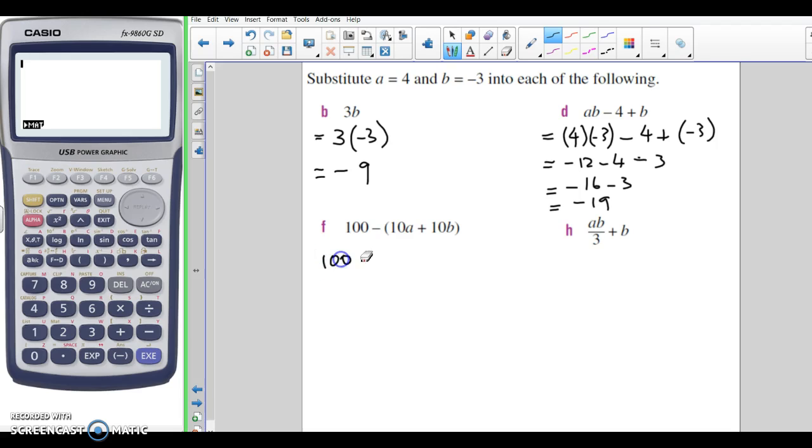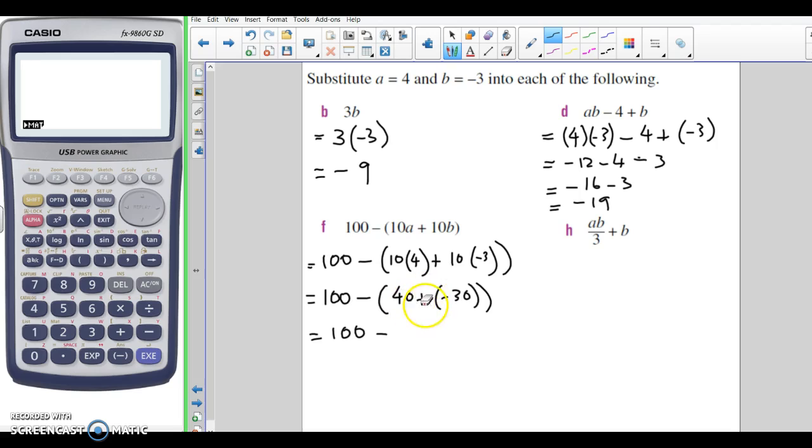So you've got 100 take, in brackets you've got 10, and then for A you've got 4, plus 10, in brackets -3, and then the whole thing is in brackets. So, first step of working would be working out your 100 here. Take away, now in brackets you're going to have 40 plus take 30. So 10 times -3 is 30. That's really 40 take 30. So 100 take 40 take 30, which is 10. Your answer will be 90.